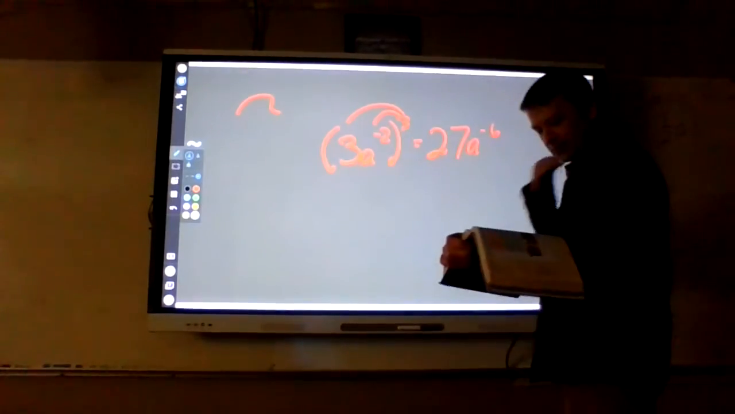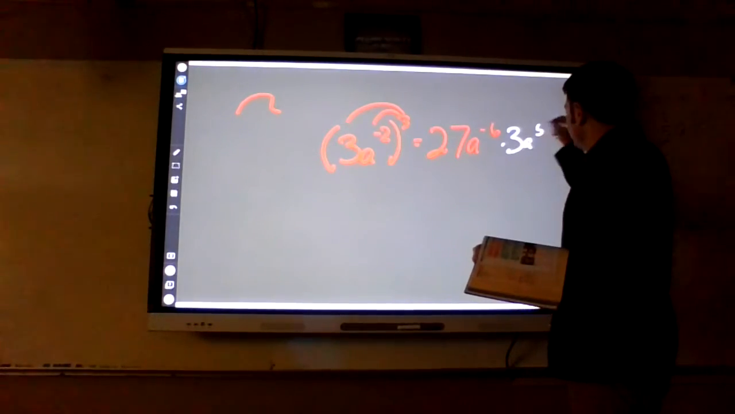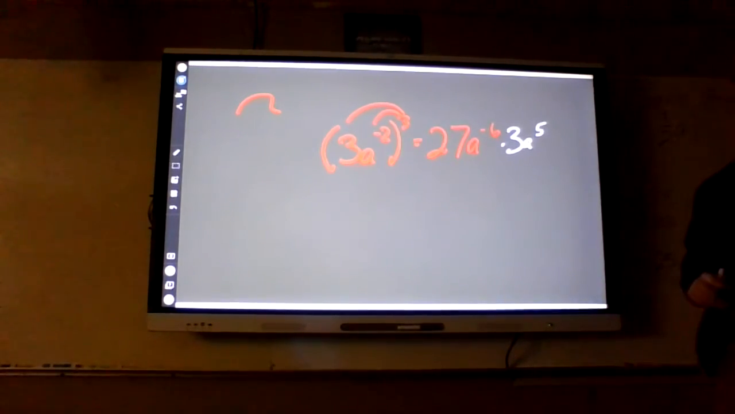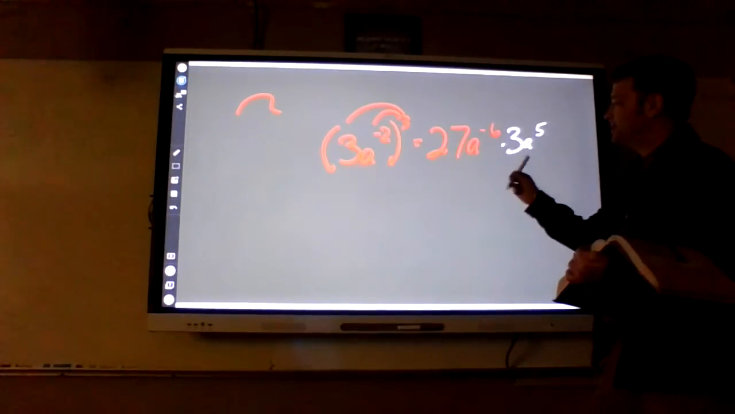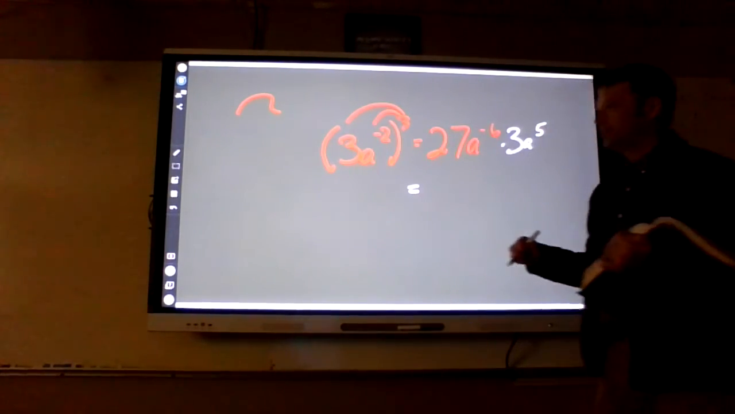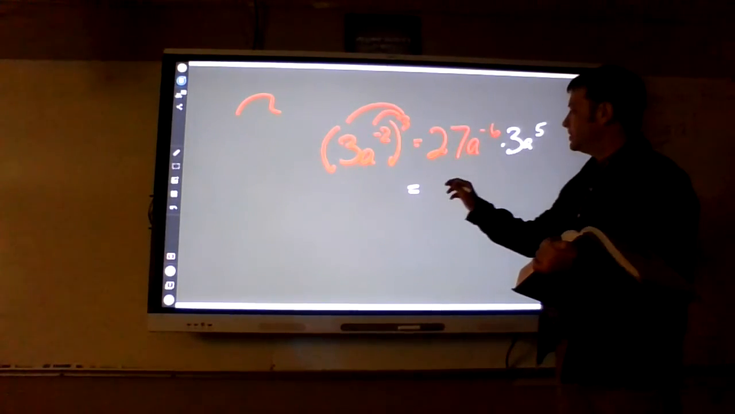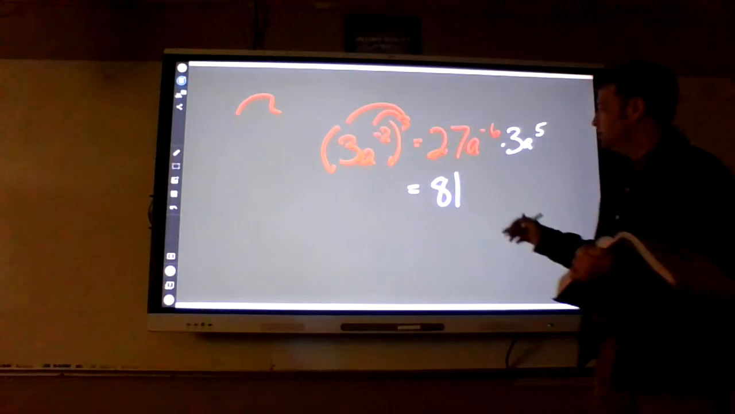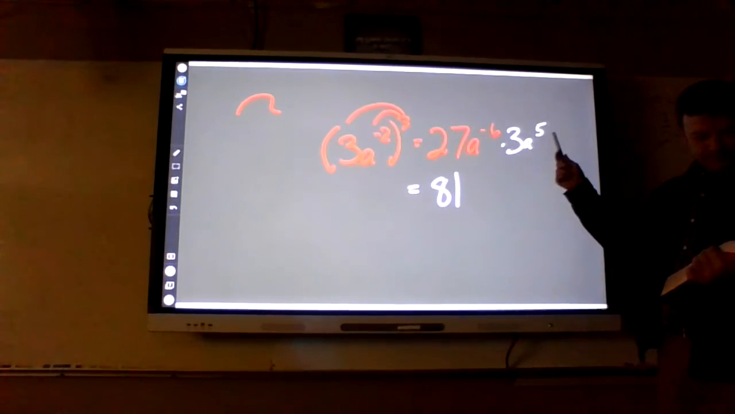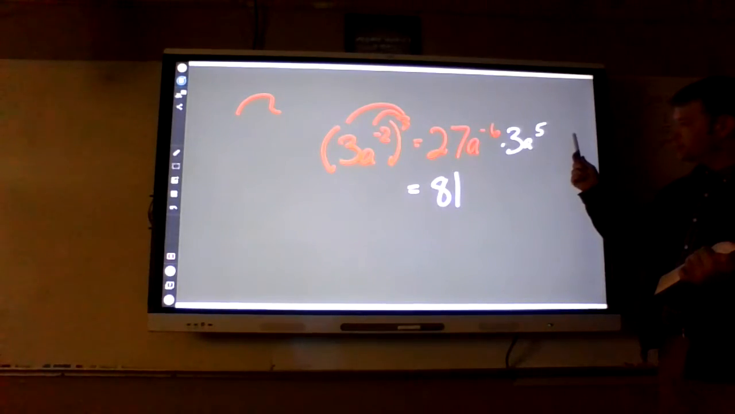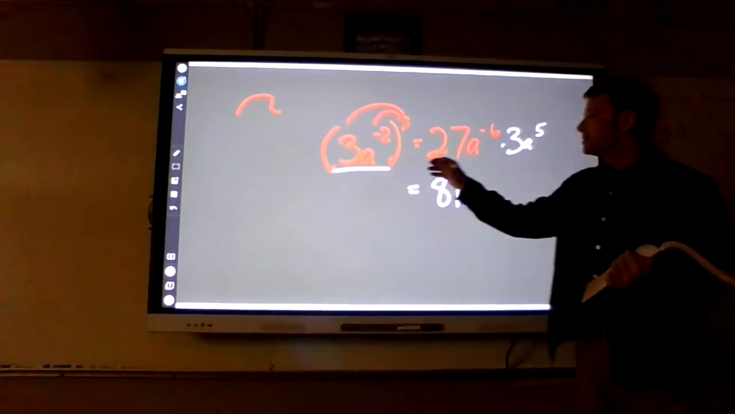Okay, and then the rest of the problem said 3a to the 5th. It just switches. Okay, 27 times 3 is 81. And what's a to the negative 6 times a to the 5th? This is so awful. That's really hurting your OCD. 27 times 3 is 81. But 21 doesn't have an equal 27 a to the negative 6. No, 27 was what the parentheses gave. What's that?